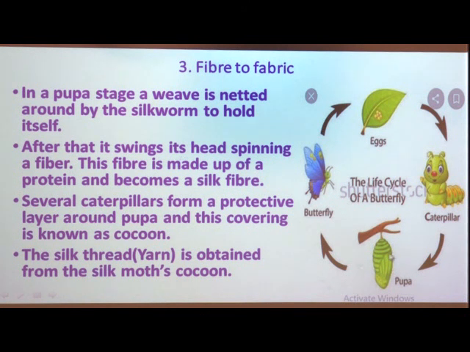So, in this cocoon, what happens? This fourth stage of silkworm, which is shown here, is a butterfly. So, after this pupa, which stage is there? Butterfly is there. That butterfly is going to grow inside this cocoon. So, the silk thread is obtained from the silk moth's cocoon. This is called a cocoon, and in this cocoon stage we have to kill these silkworms, and after that only we can get silk fiber.